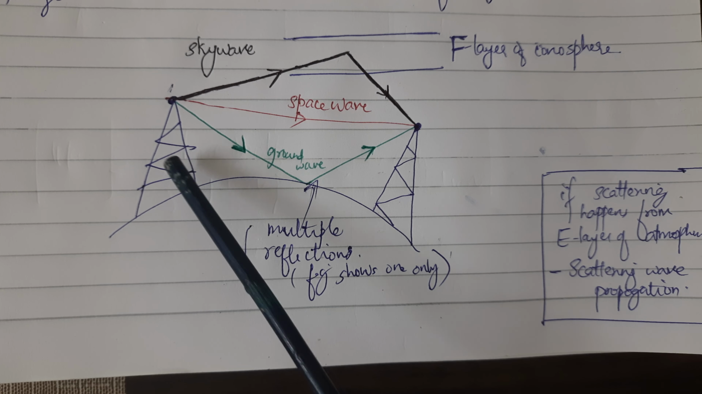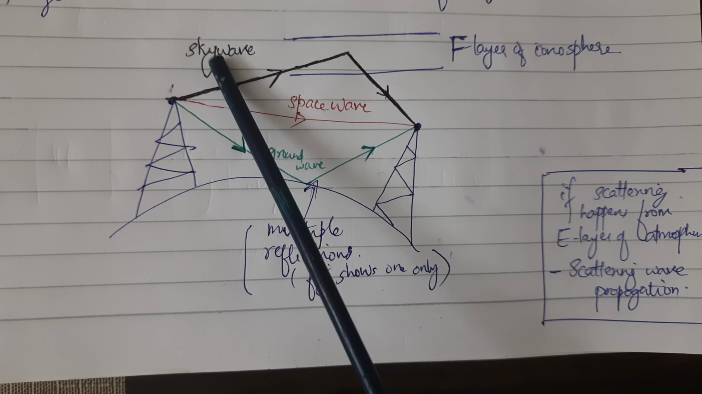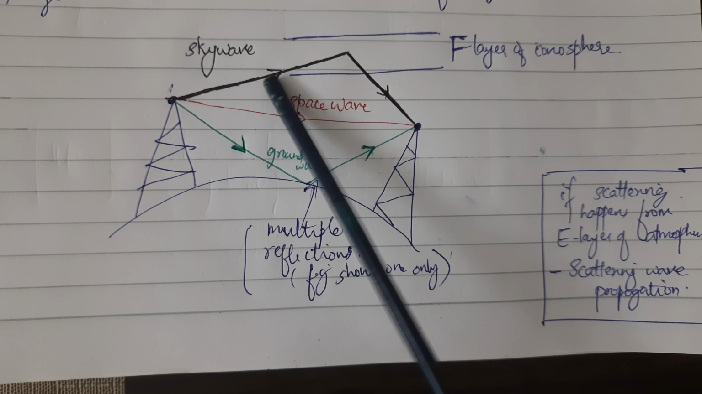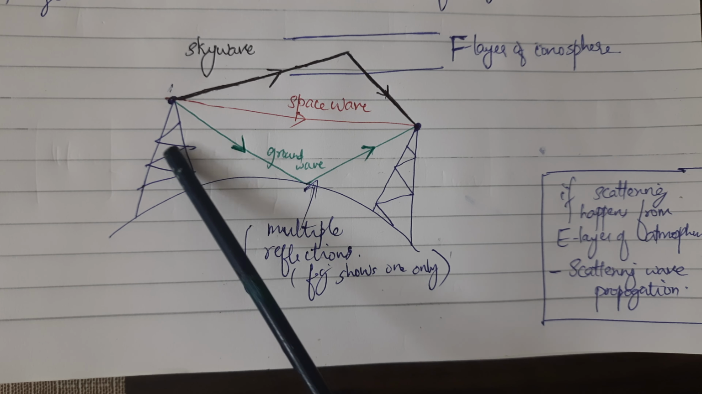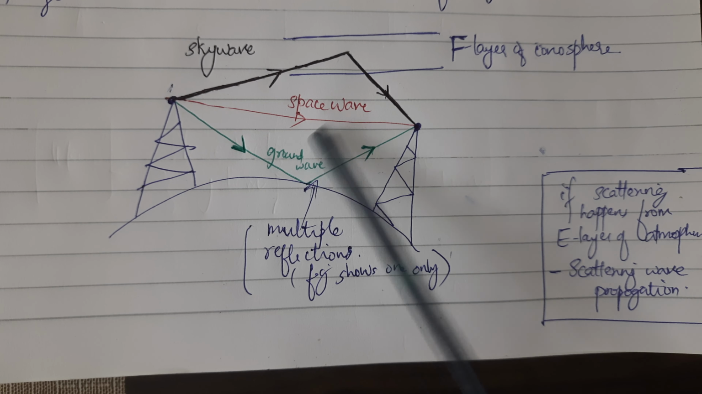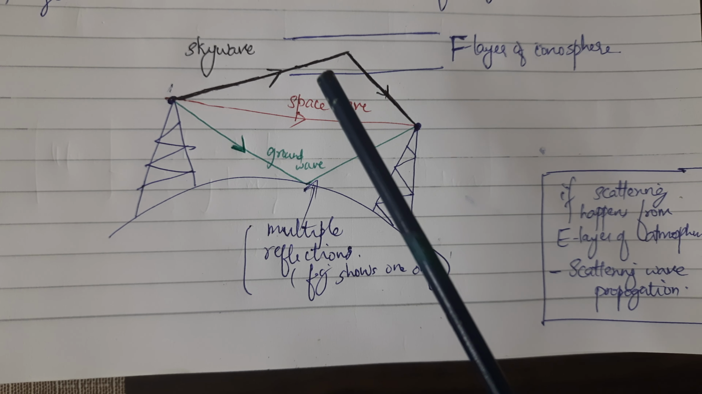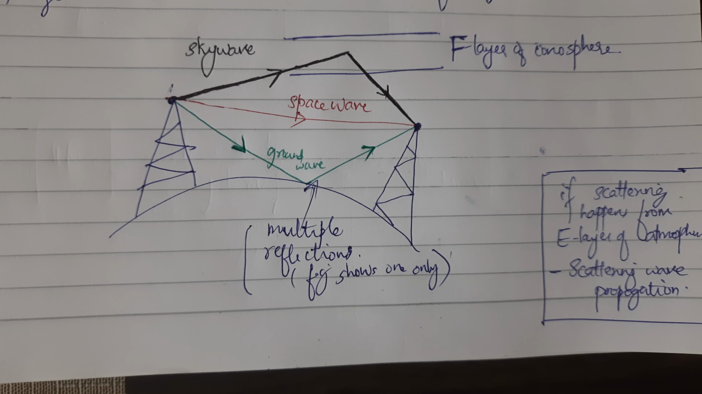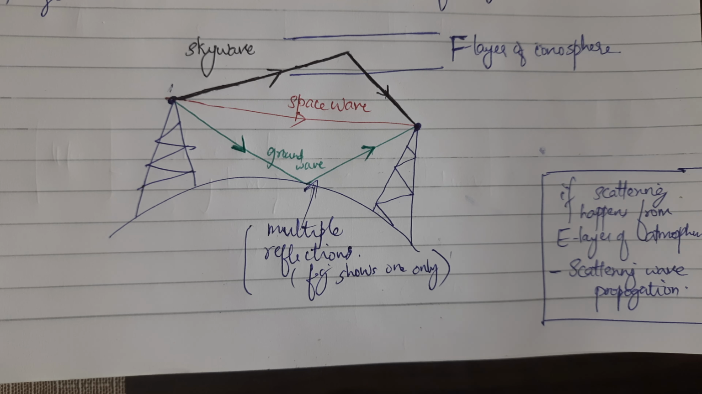And the third is the sky wave. Sky means it is touching the sky. The signal will hit the F layer of the ionosphere, and from the F layer it will be reflected and reach the destination. That is why it is called a sky wave, because it is touching the F layer of the ionosphere. And instead of the F layer, if it touches the E layer of the ionosphere, then that is called scattering wave propagation. I hope these four types are clear for you now: ground wave, space wave, sky wave, and scattering wave.